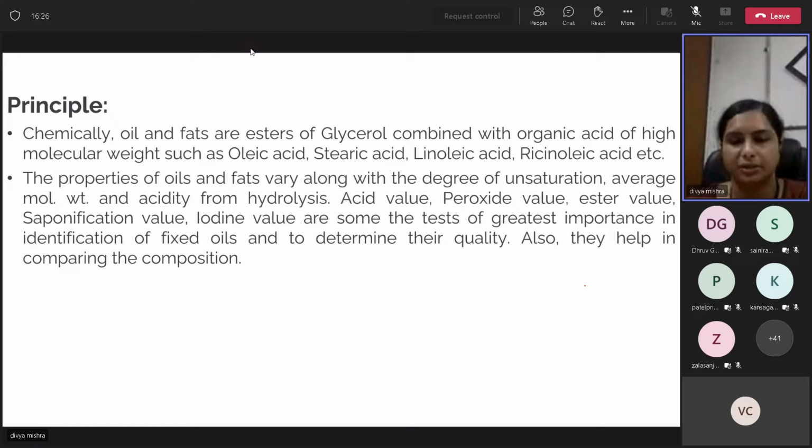a sort of titration. Okay, so here the properties of oils, fats, it will vary as per the degree of unsaturation, average molecular weight, acidity from hydrolysis, acid value, peroxide value, ester value, iodine value, saponification value. Okay, so we need to check the test, we need to check the property, which is very much important to fix the identity of specific sample, specific oil or specific fat.